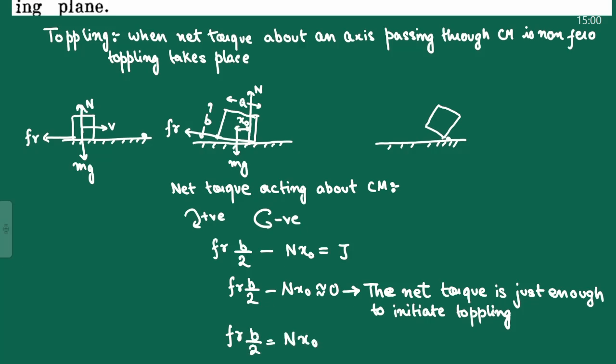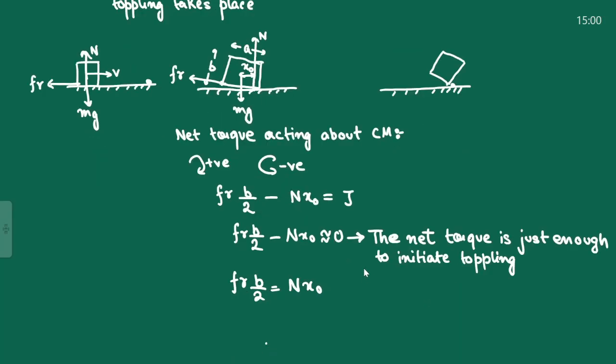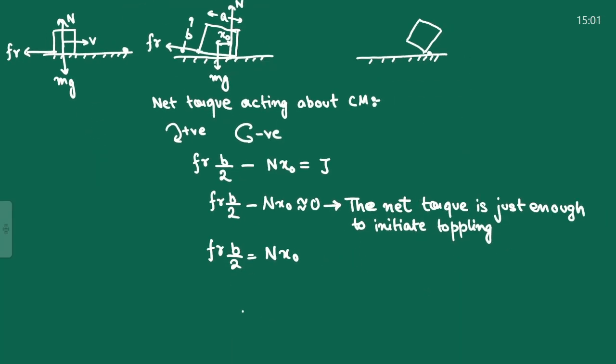From the vertical component of forces, N is equal to mg. And Fr is the maximum value of friction force, which is mu mg. So the maximum friction force is mu mg, and N is mg. From this equation, I'll get x naught is equal to mu a by 2.